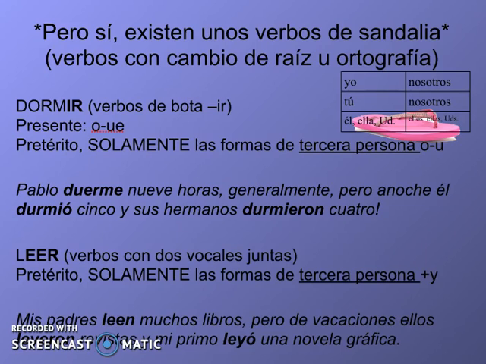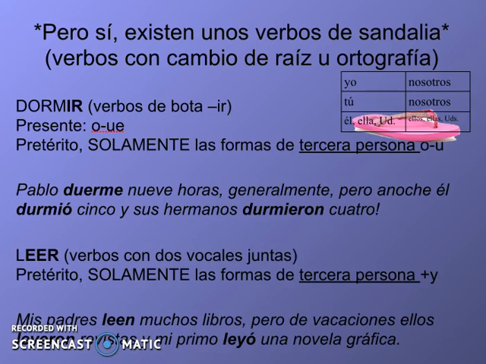Leer is another one that has a sandalia change in the third person. And what happens is that some of these verbs that have two vowels, if we were to add an I in there for the él form, leió, it's just too many vowels. So what we do is we change the I to a Y, and it becomes leyeron or leyó, and that keeps just a better sound. So that's basically how the verbos de sandalia work. Another one similar to leer would be oír, to listen or to hear, and construir, to build. So there are some other examples on your reference sheet.